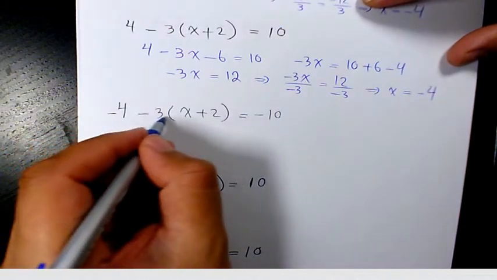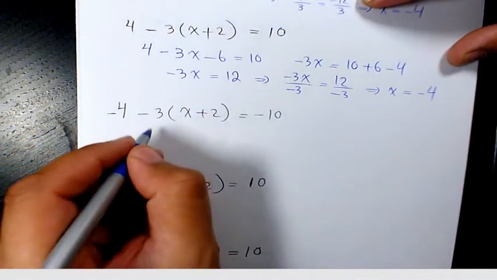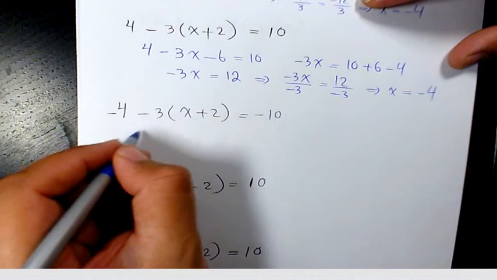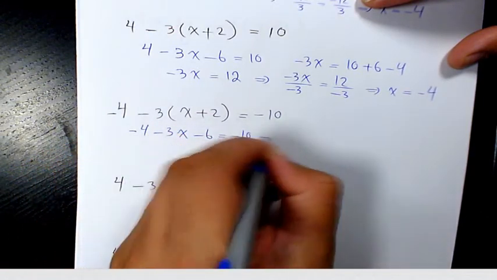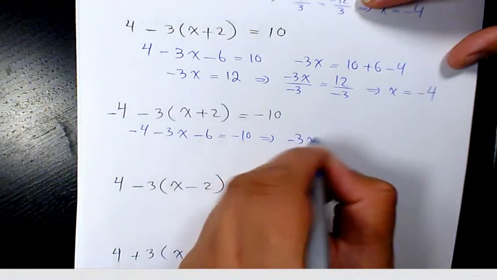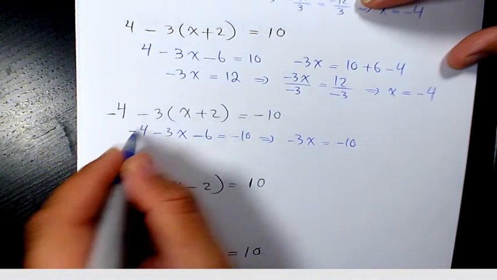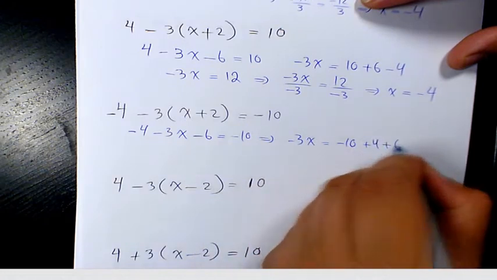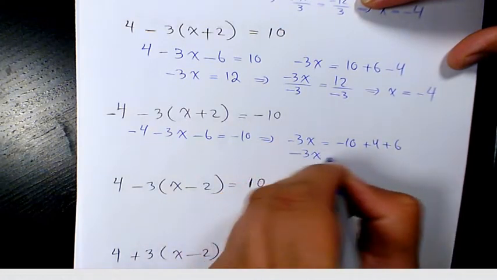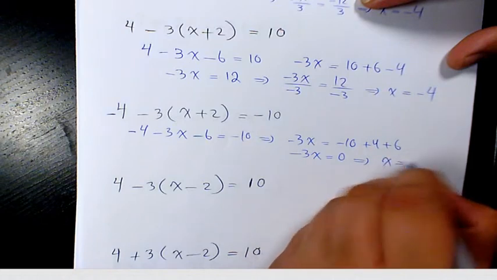Negative 4 minus 3 times x plus 2 equals negative 10. So we have negative 4, negative 3x, negative 6 equals negative 10. Negative 3x on the left hand side, and on the right hand side, negative 4 when you move it, and when you move this one, it's going to be positive. So that's going to be 0. 3x equals 0, so x will be equal to 0.